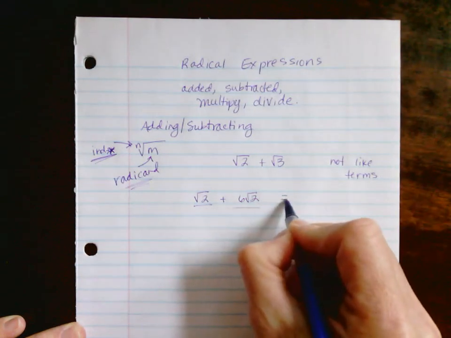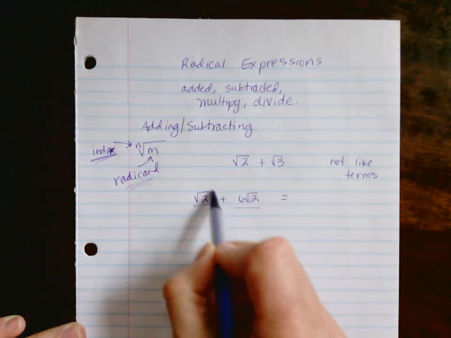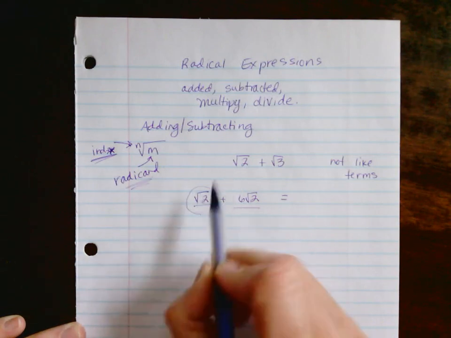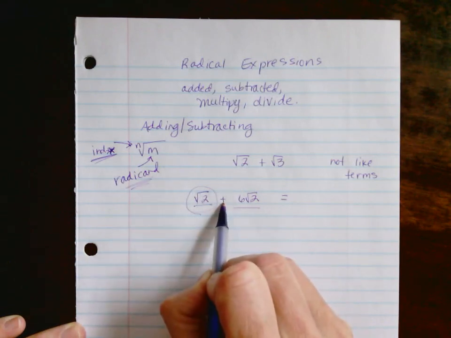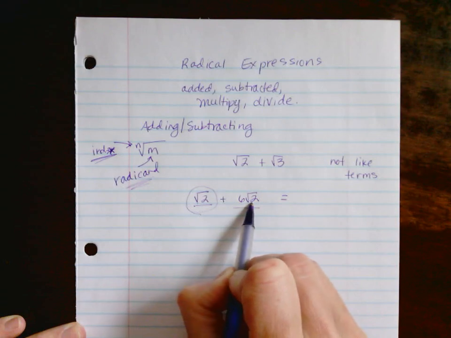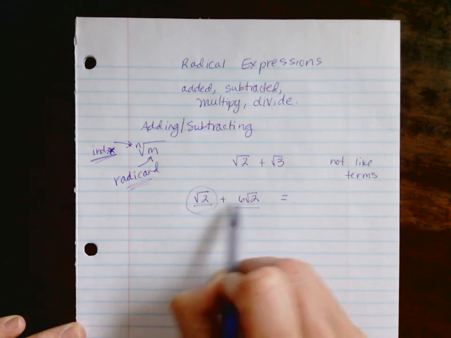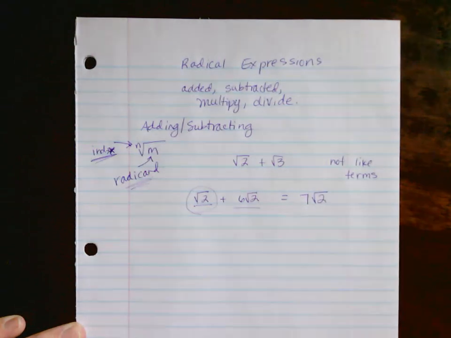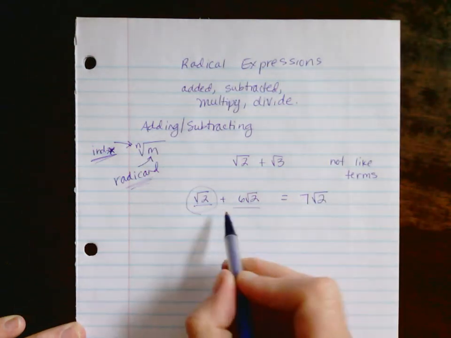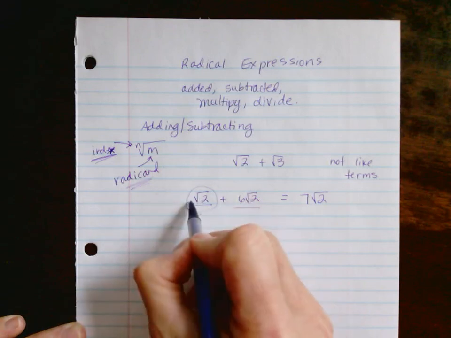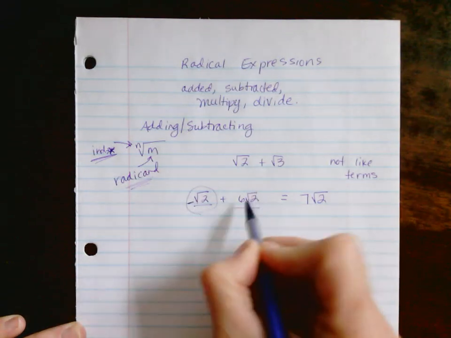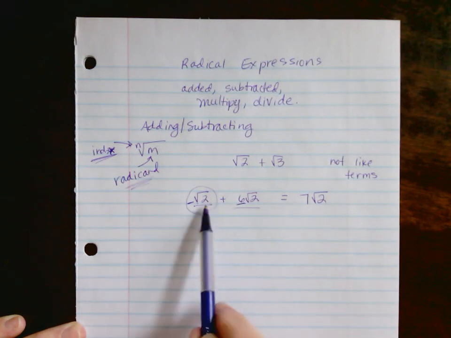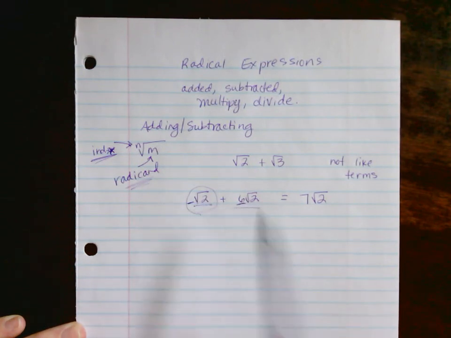And so we're collecting the objects. We have 1 radical 2, and we're adding to that 6 radical 2's. So how many total sets of radical 2's are there? 7. So it's almost as if the number in front of the radical, that's our coefficient, and then the radical would be the like terms.